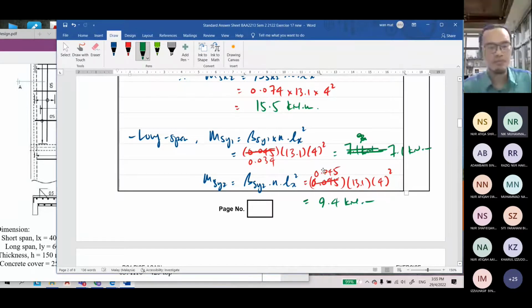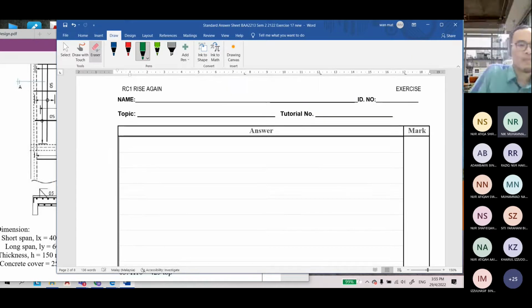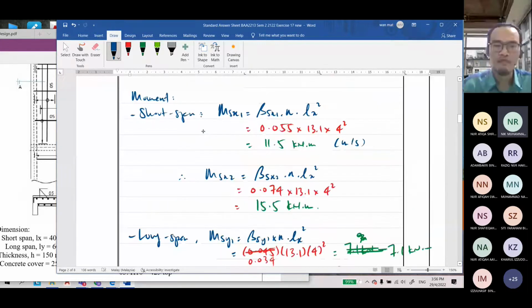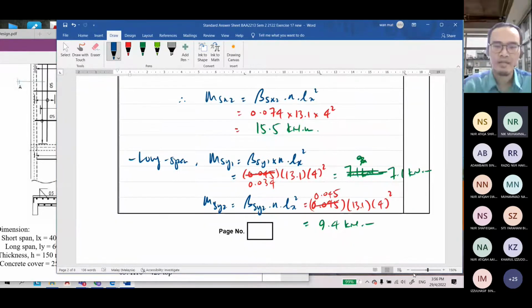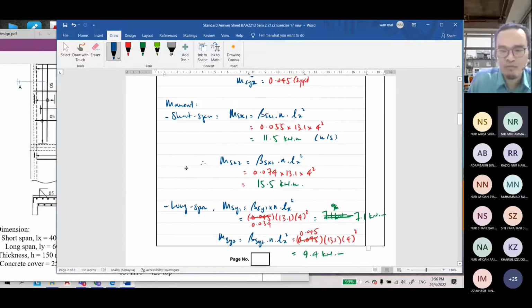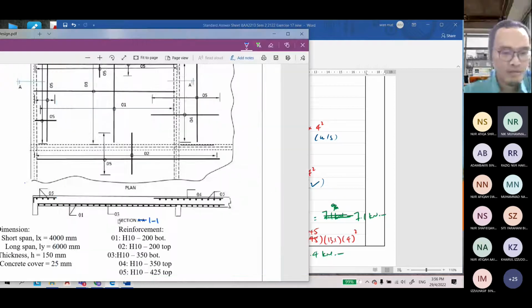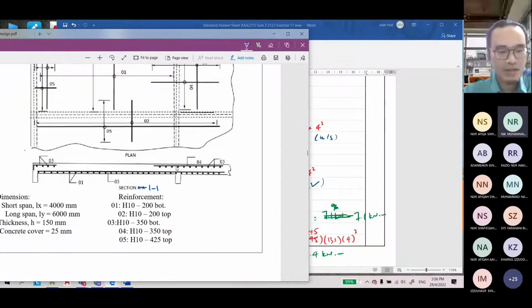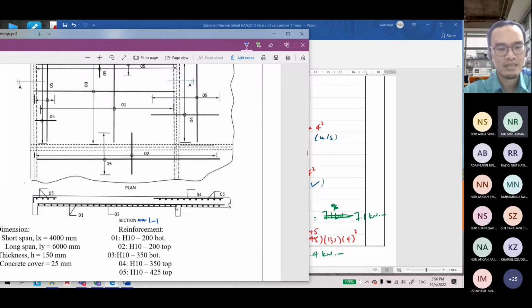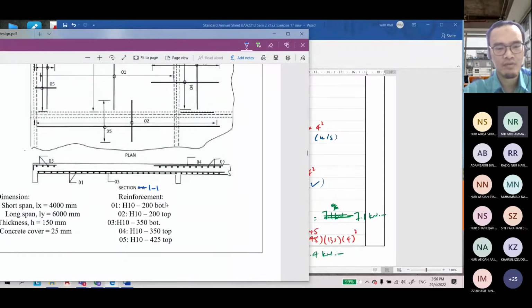So, you have to design one by one now. Actually, in practice, you just select the maximum one, and then you apply it to all of them. So the main reinforcement has a similar spacing, so on site you won't be confused, and you don't have to direct your workers to install different mm for each one. This is theoretical. Theoretically, yes, you have to calculate one by one.